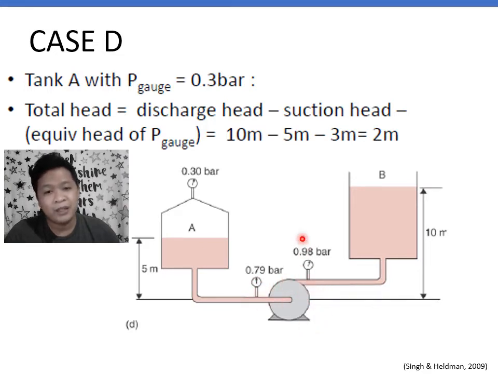So in this case, the total head would be equal to the height you need to overcome, less the height on the suction side, less the equivalent height of having a pressurized tank. So in this case, you would need much less effort, just 2 meters of head for your pump to be able to do its work.